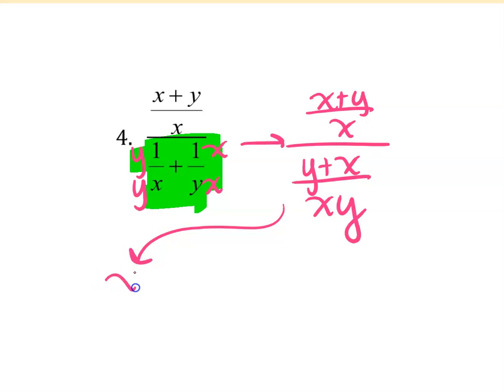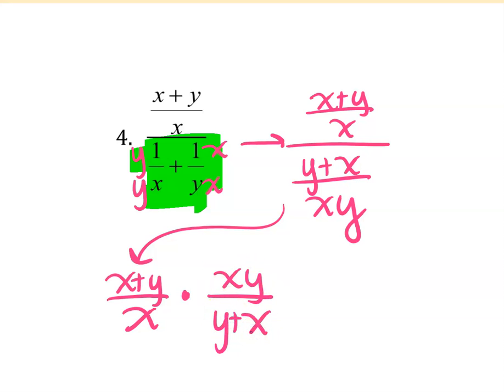Now I can do keep, change, flip, and I'm noticing that I can cancel x plus y with y plus x, and x with x, and now my final answer is y.